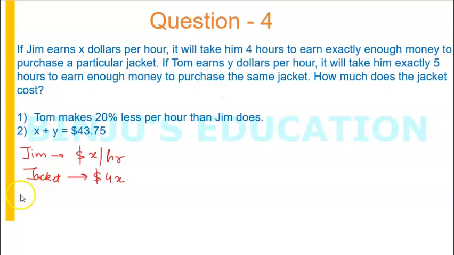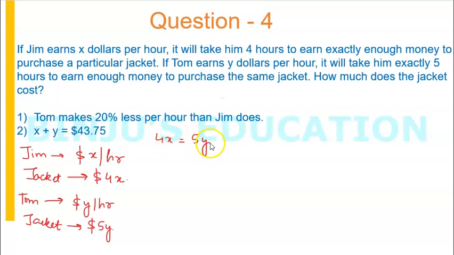Tom earns Y dollars per hour. It will take him exactly 5 hours to earn enough money to purchase the same jacket. So the cost of the jacket will be equal to 5y dollars. Now the jacket is the same, which means 4x is equal to 5y, or the value of x is equal to 1.2y, or the value of y will be equal to 0.8x. These two will be our equations.